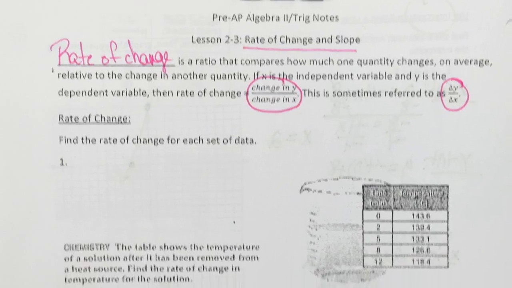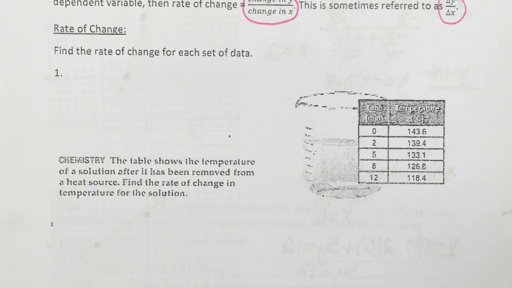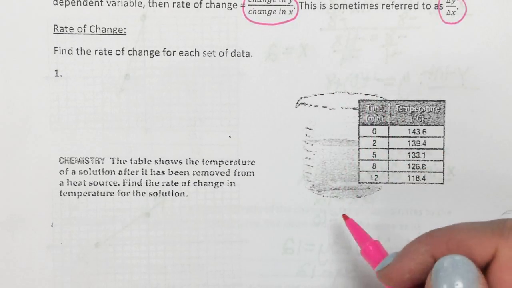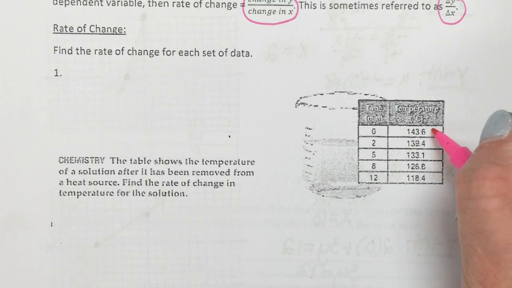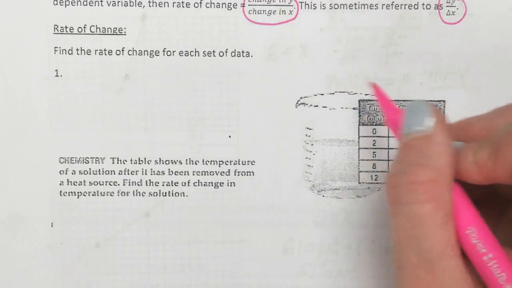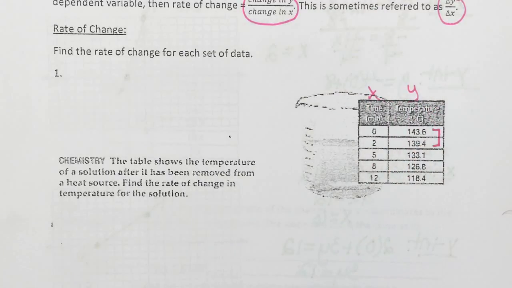All right, so let's look at number 1. You see all these numbers over here in this little beaker that I know you can barely see? So we're going to compare each set together. We got 0 and 2 as our x values, and 143.6 and 139.4 as my y values. What's another pair that I can put together?